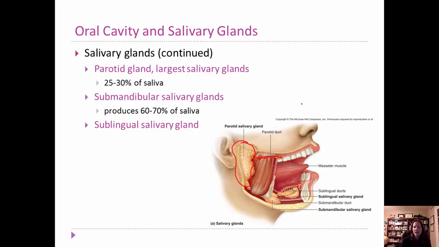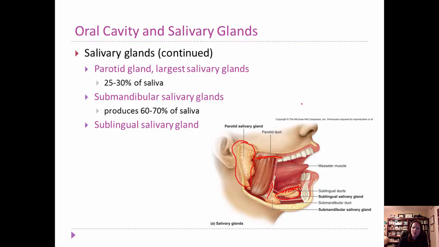The one that does is going to be the submandibular gland, appropriately named, because you can see there's the mandible right here, and it is going to be located underneath it. The submandibular is the one that produces the most of the saliva. And then you have the sublingual right here. Sublingual is going to be the one right underneath the tongue. So you can see the ducts that go with the sublingual.